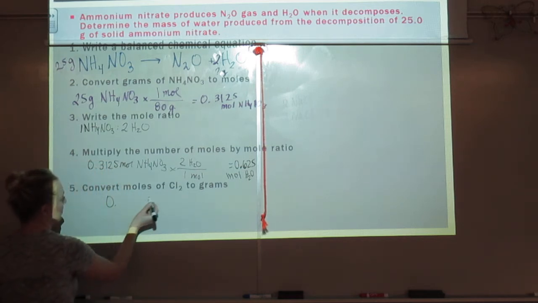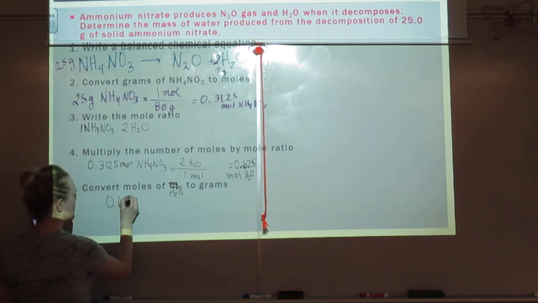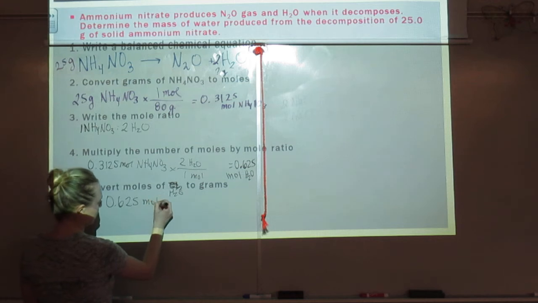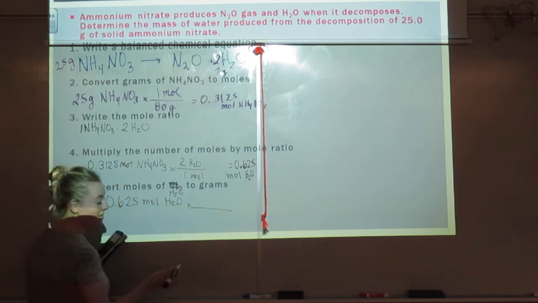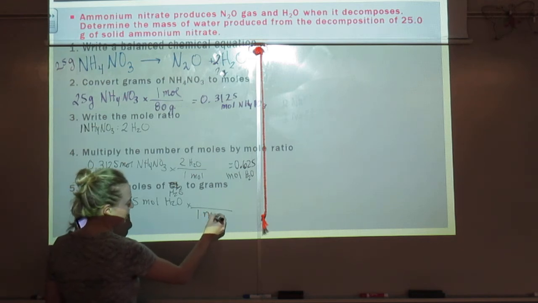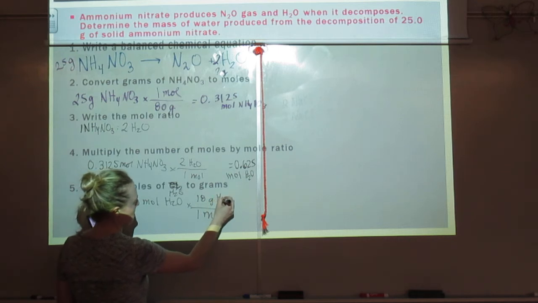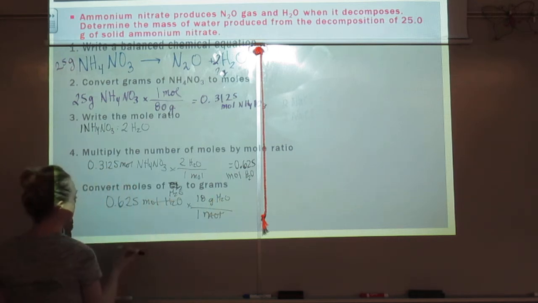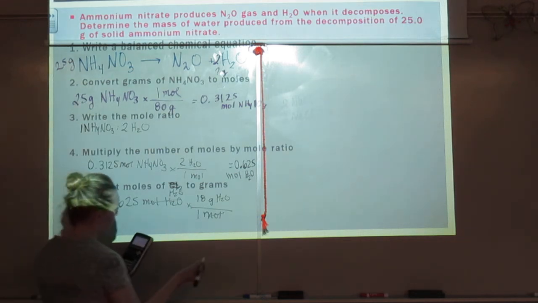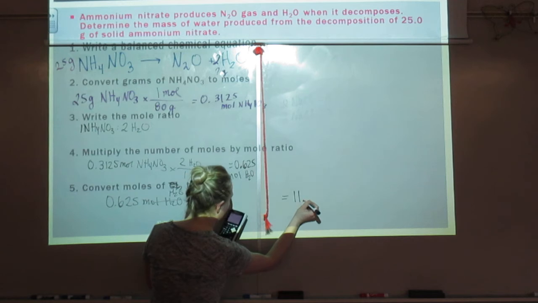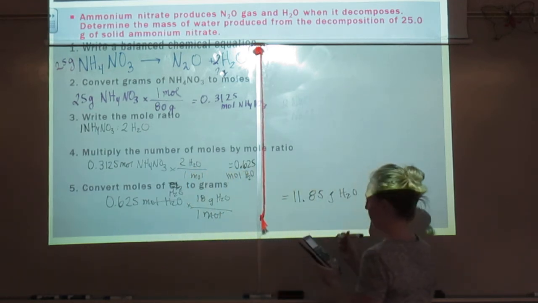So I have, this should not even say this, it should say water. So I've got this, 0.625 moles of water. And if you remember how many grams are in a mole of water, which I think I do right now, it's 18 grams. So we can cancel that as per usual. And that's a multiplication problem. The answer is 11.85 grams of water. All right.